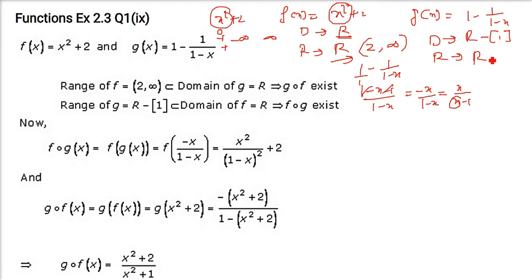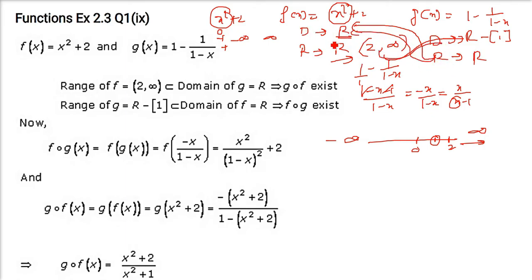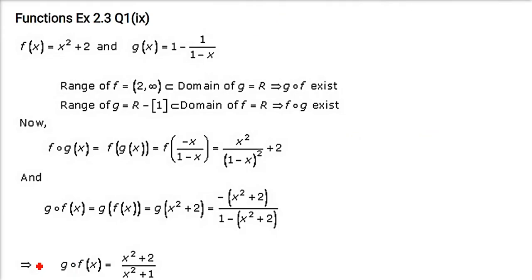Now if you want to find out fog, the range of g is a subset of the domain of f, it is okay. If you want to find gof, the range of f is the domain of g. The domain is negative infinity to infinity, only 1 is not there, but the range of f is from 2 to infinity. I am saying the domain is all real numbers for g. We have discarded 1. But the range of f is 2 to infinity, which is already ahead of it. So it is a subset. So fog and gof both are possible. I hope you got the idea.